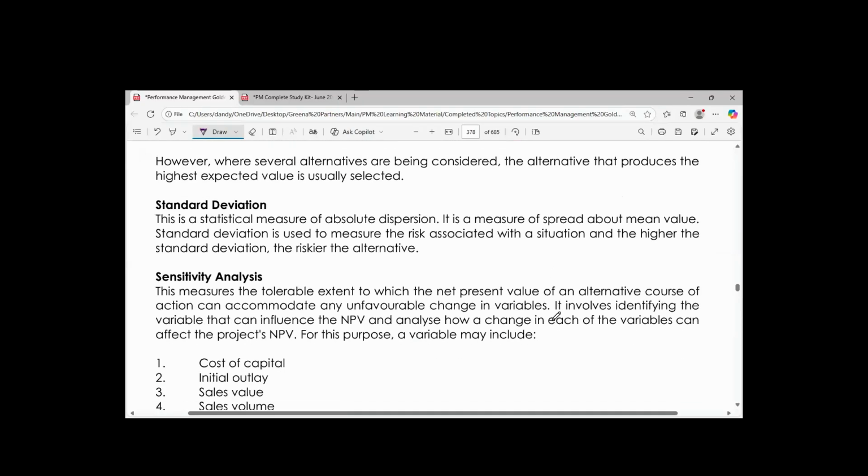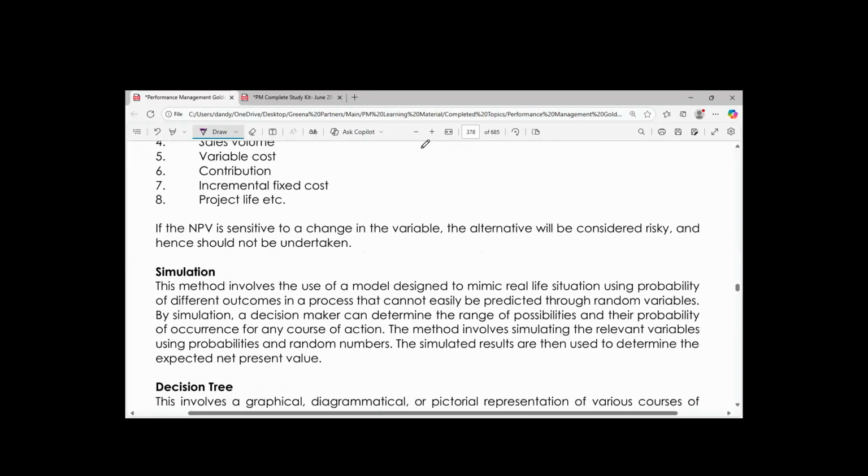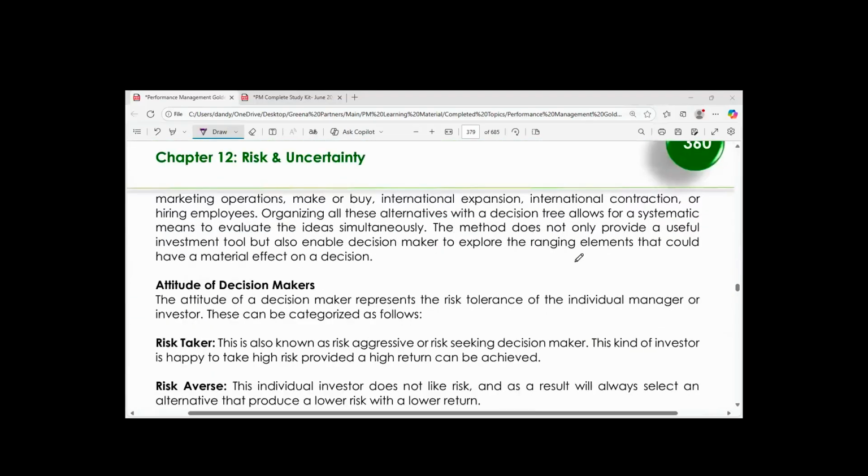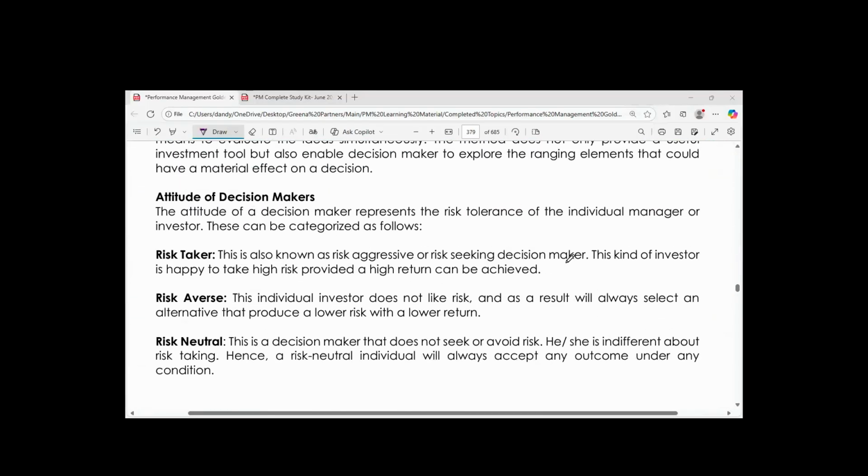Now, the last area of the question, the examiner is asking you to explain the attitude of a decision maker to risk. I've already done this earlier today. The attitude of a decision maker represents the risk tolerance or risk appetite of the individual manager or investor. This can be categorized as follows.